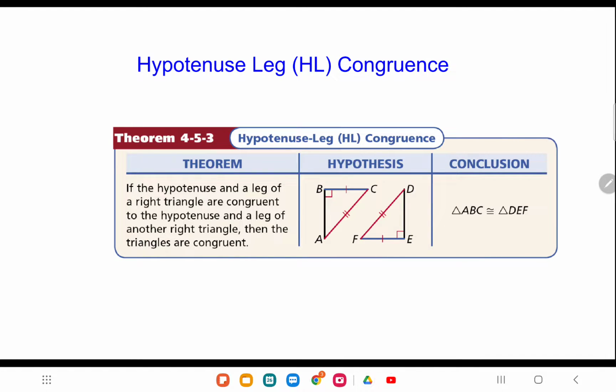Now, there is hypotenuse leg because that is a special case of side-side-angle, which in general does not hold, but we do not have leg-leg congruence in a right triangle because that really is just another case of side angle side. So we really don't need to have it.